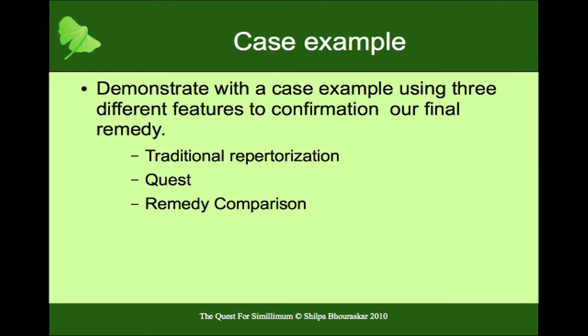Now, let's use a case example to demonstrate this. I've actually chosen an example where I use 3 different features to confirm the final remedy. I'm using the traditional repertorization, I'm using the Quest, and the remedy comparison. We'll try and analyze an acute case of fever, and normally these take about half an hour to 45 minutes in most softwares, and you require quite a few tutorials to go through that. We'll try and do that in HomeoQuest in just about 10 minutes.